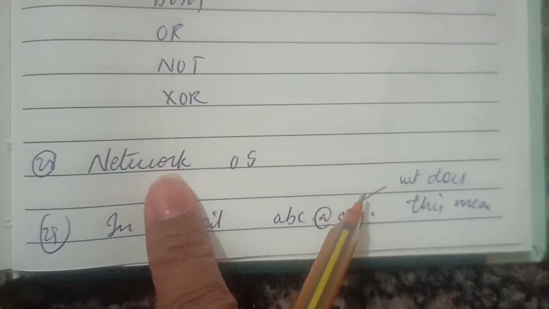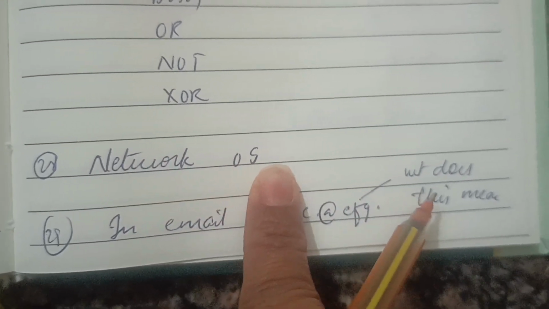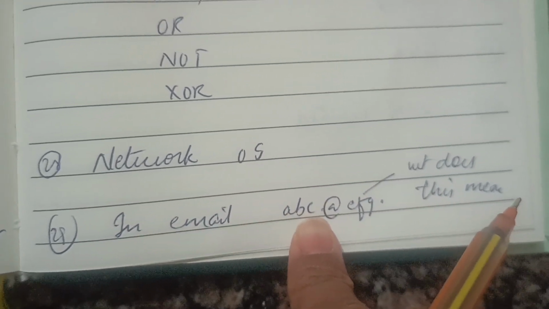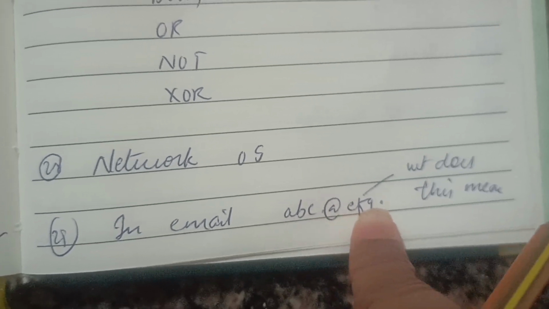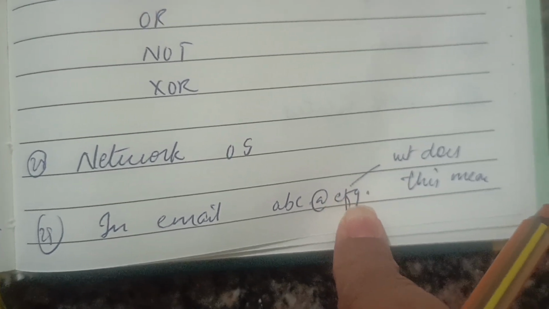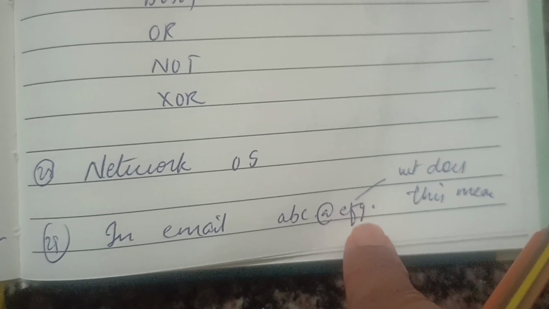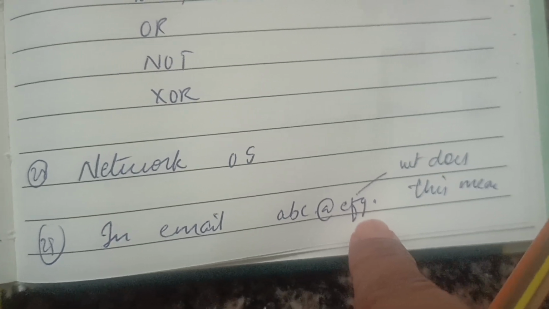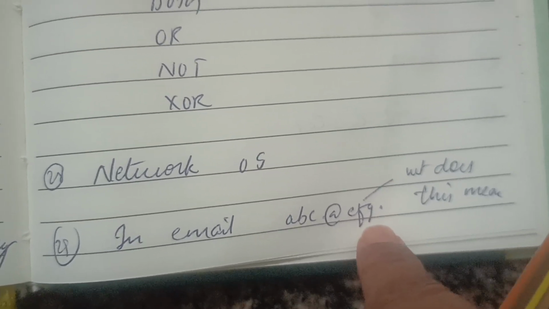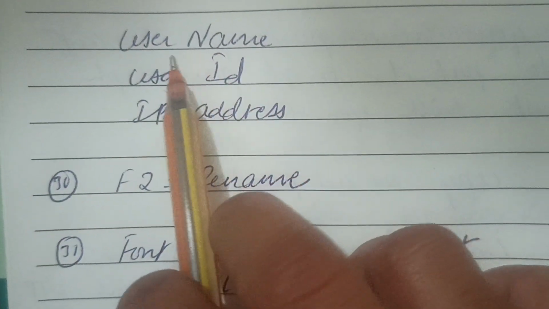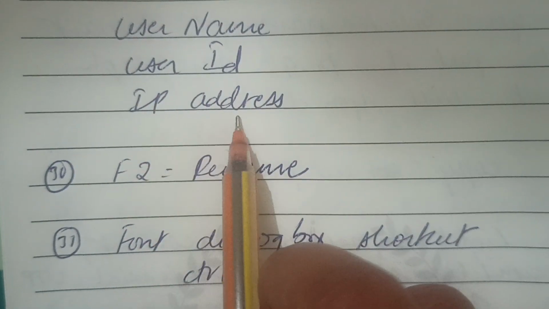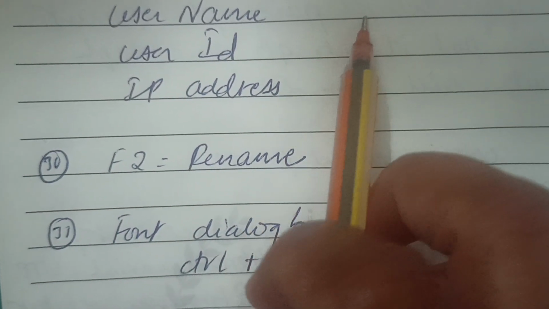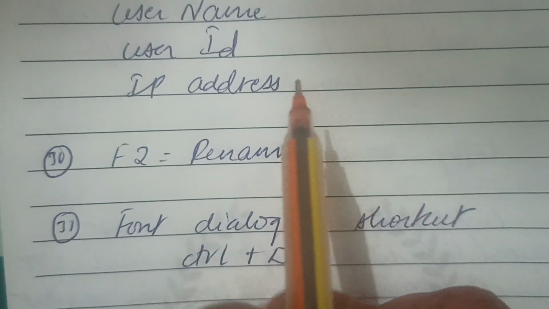Next was network operating system, which I marked. I don't know what was the question for this. And next was in email. They had given something like ABC at cfg.com, and they asked what this is called. I guess this is the domain name actually, but in the options it was not there. I marked server name, something like that I guess. Please comment what was the answer for this. And these are the options actually: username, user ID, IP address. I don't know whether they asked about the first part or the second part. I think I marked a different answer. Please comment what was the answer for that if you remember.